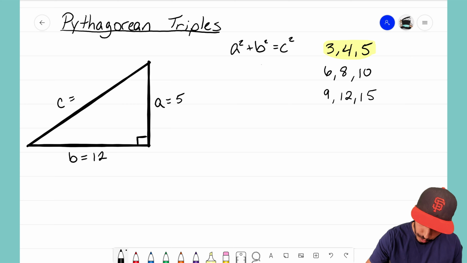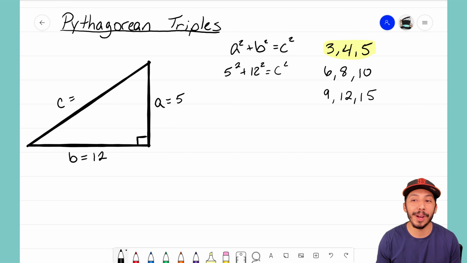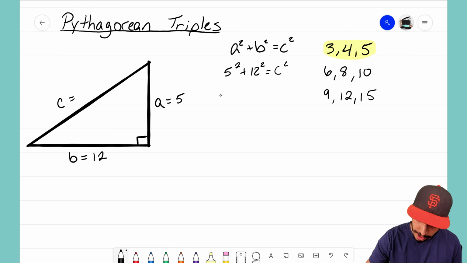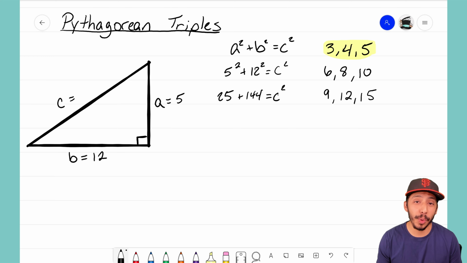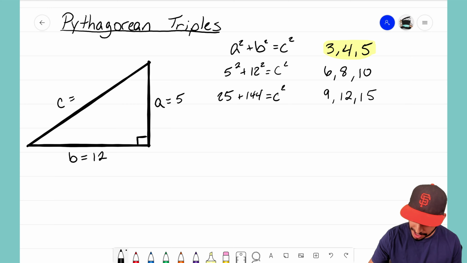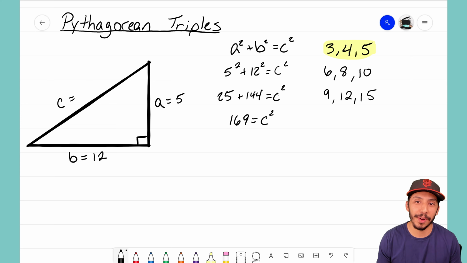So I'm going to let A equal 5. So I'll have 5 squared plus B squared, which is 12. So I have 12 squared equaling C squared, right? We're trying to figure out what is that last number for this Pythagorean triple. So 5 squared is 25. 12 squared is 144. That all equals C squared. Now 25 plus 144 adds to 169, which equals C squared.